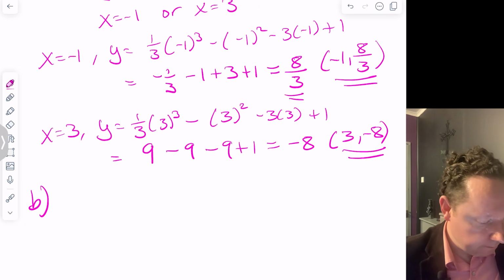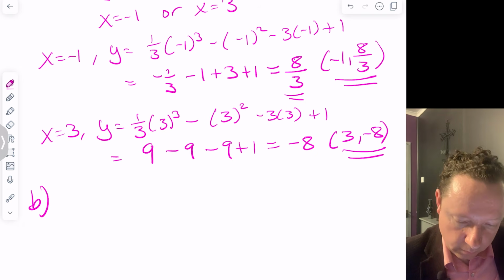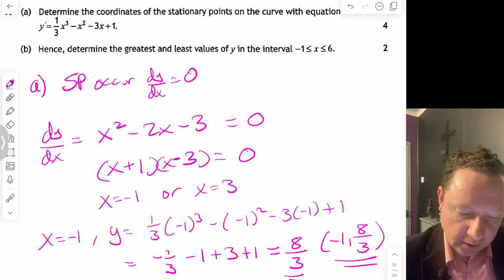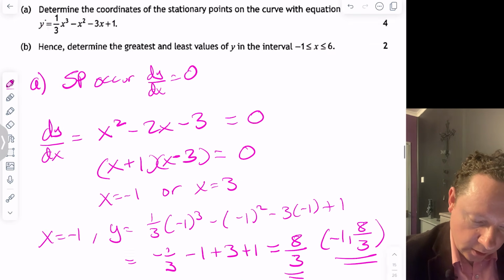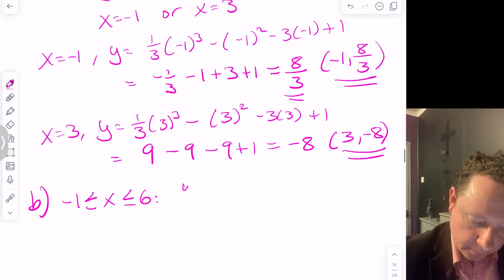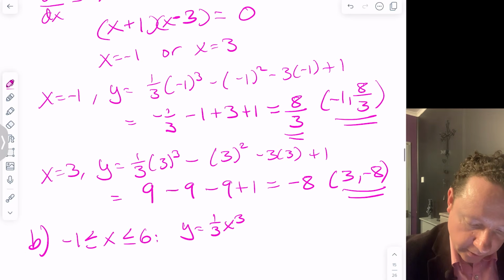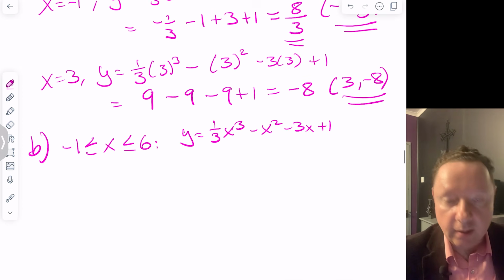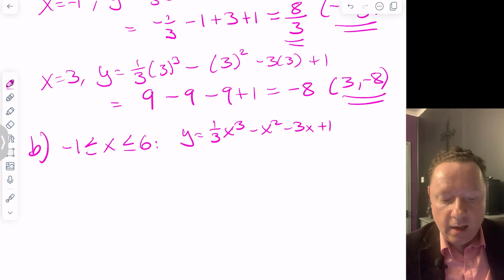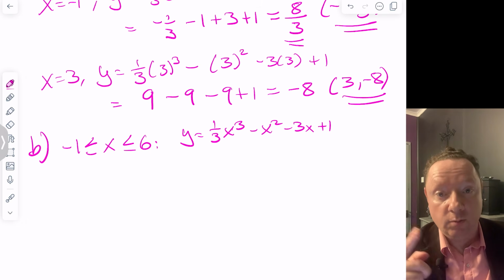Part B. Determine the greatest and least values of y in the interval minus 1 is less than x is less than 6, in the equation 1/3 x cubed minus x squared minus 3x plus 1. Now, this is us testing limits here. The max and min occur either at the end points, or they occur in the middle, in which case they occur at the turning point.